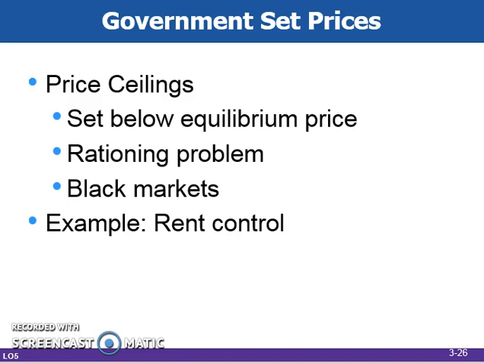Price ceilings are set on goods that are considered to be necessities, but the equilibrium price is so high that many people are unable to purchase the item. To avoid shortages, the price ceiling must be set below the equilibrium price.